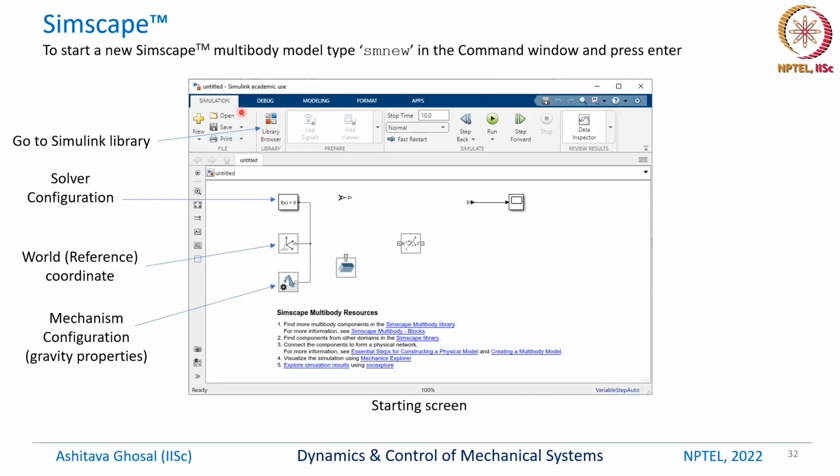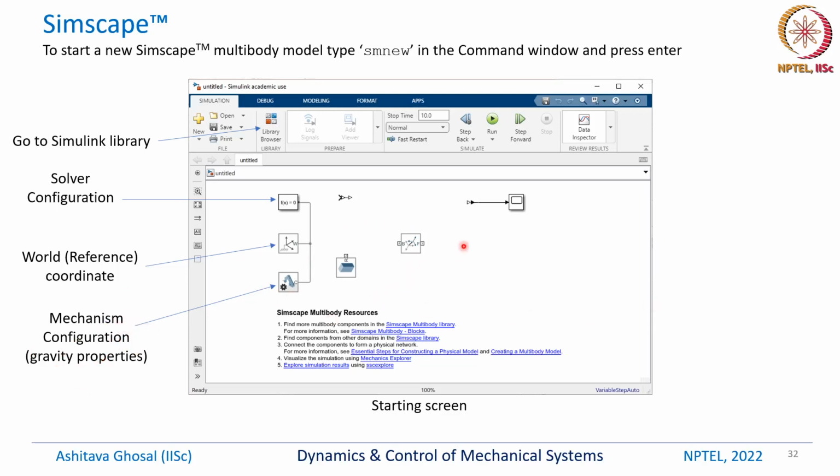So here is how it starts. To start a Simscape Multibody model, you type smnew in the command window and press enter. Okay, so you have a command window in MATLAB, you type this and you enter. This will take you to a Simulink library. You can also find some solver configuration, and then you can also choose a reference coordinate system, and then you can choose the gravity properties, mechanism configuration, and so on.